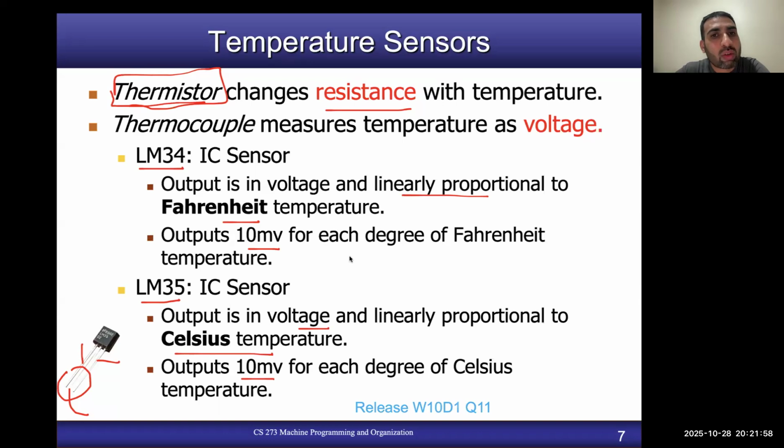Okay. So the first statement is correct. Thermistor converts temperature into resistance. That is correct. The second statement is incorrect. Thermocouple converts temperature into current. No, thermocouple converts temperature into voltage, not current.